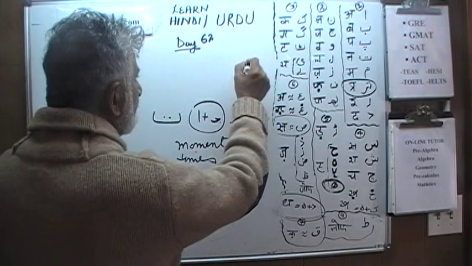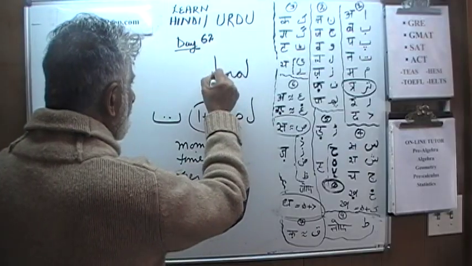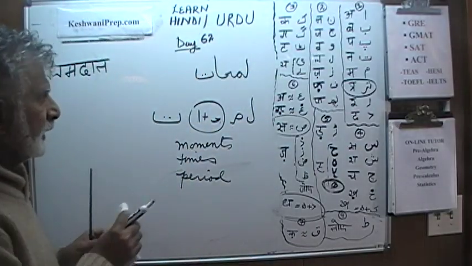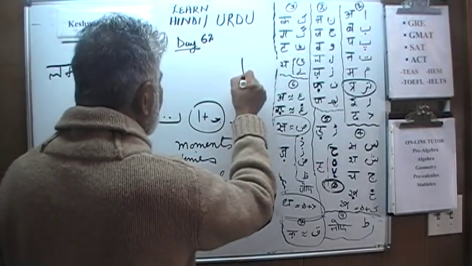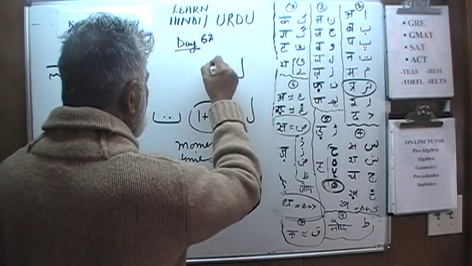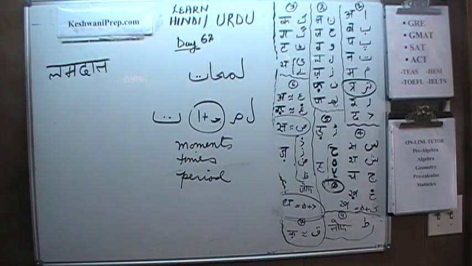So let's do that. La, ma, ha, and th. I'm going to rewrite it. L, M, ha, and th. And that reads lamhat, moments, period, times.